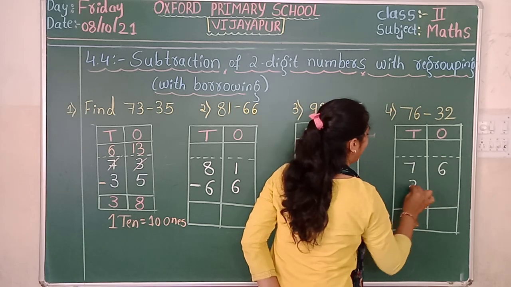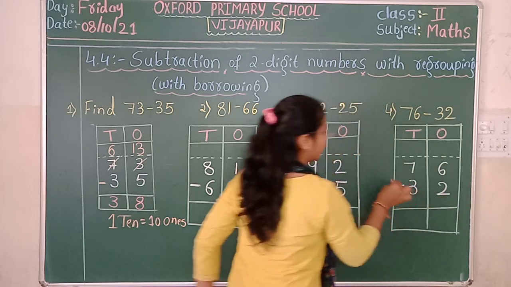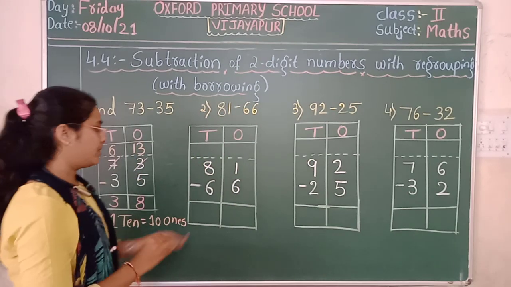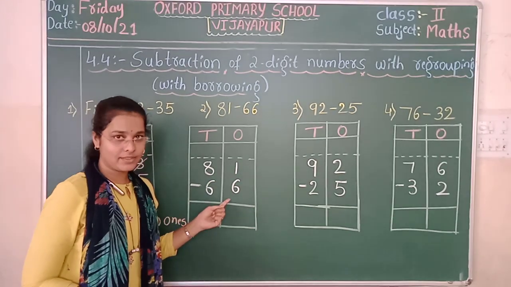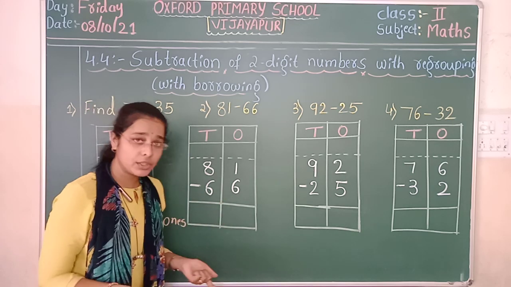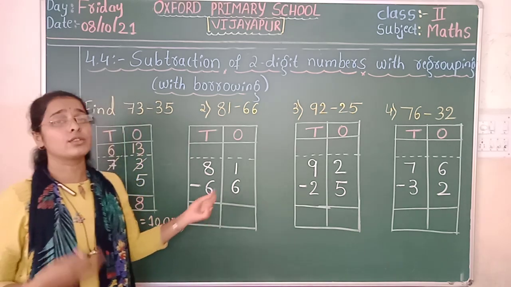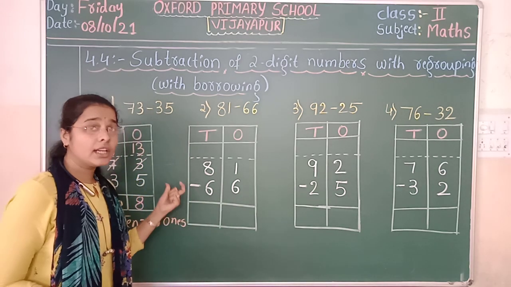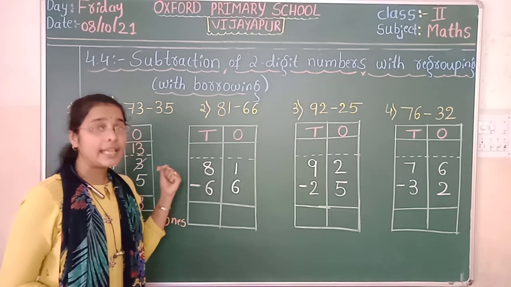Next step we have to subtract. See children, in 1 we cannot subtract 6. We are having only one chocolate. It's not possible to give 6 chocolates. So what we have to do? We have to take carry from the tens place.